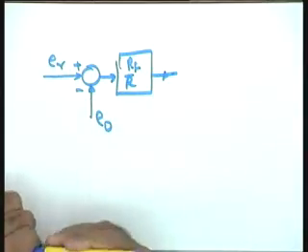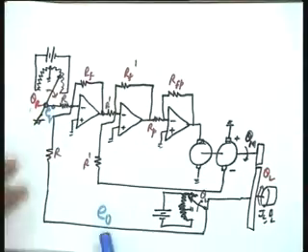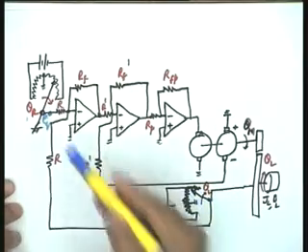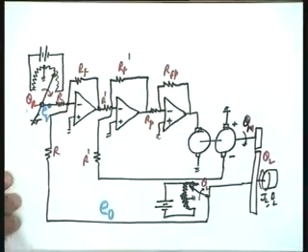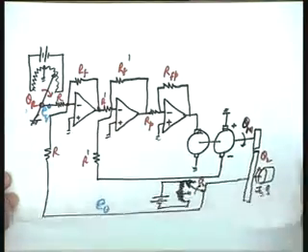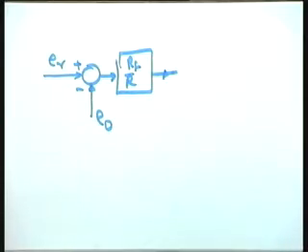Please see, I have taken this particular block diagram to represent the phenomena. E naught I have taken onto the positive side, ER I have taken onto the negative side, and this differential amplifier has got the gain minus RF by R. So, minus signs appropriately taken care of, this gives you the block diagram. I hope this is okay.